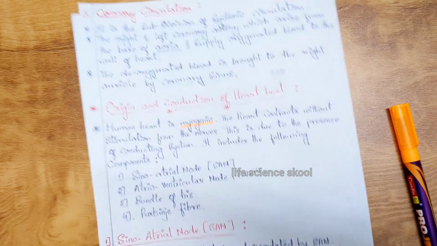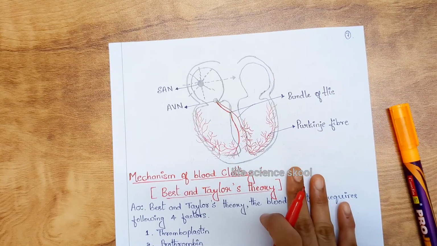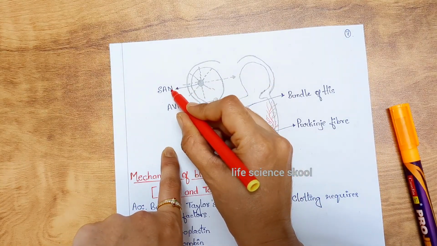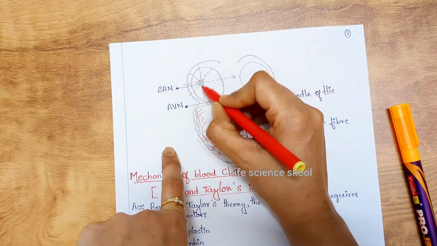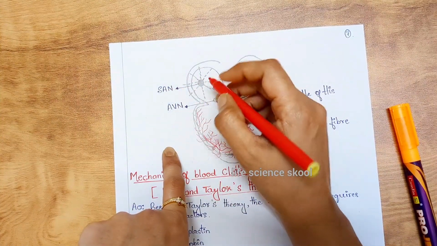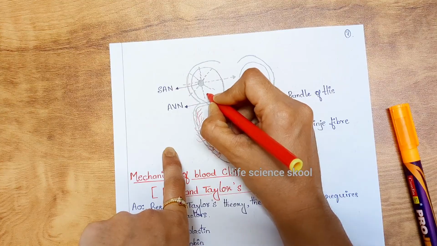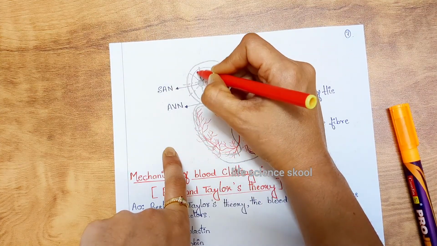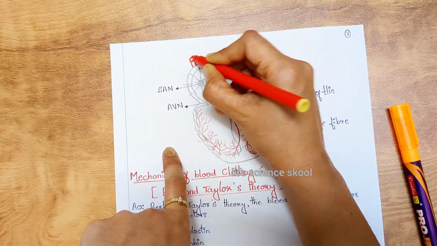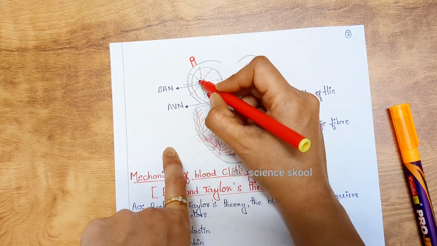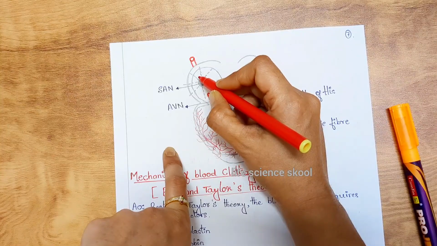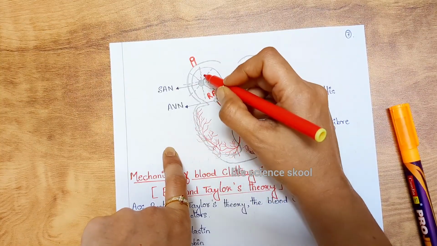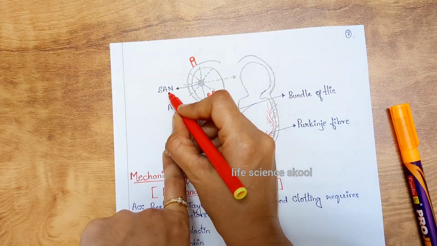I have drawn a diagram to make you understand, so you can have a look at the diagram here. This is the SAN, the Sinoatrial node. As I just told, this is the modified cardiac muscle situated in the right auricle, just below the opening of the superior vena cava. This is the upper part of the right auricle, and this is the SAN.